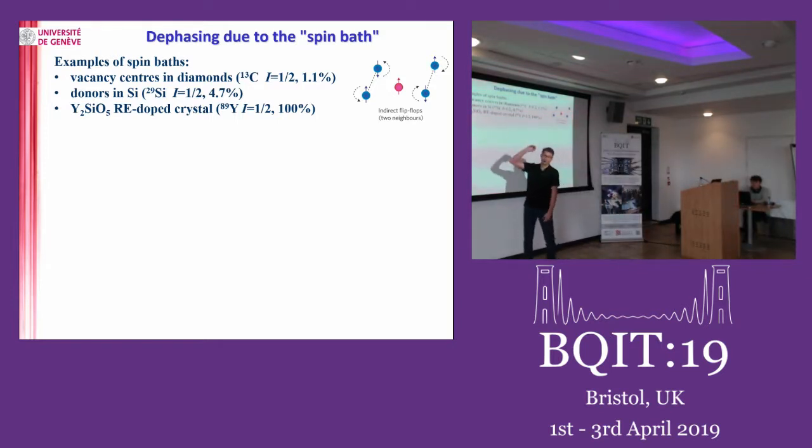Yttrium orthosilicate is the best crystal we have in our community because it has the lowest nuclear spin bath. This is why we all use that. Actually, it has nothing else that is nice. It has a lot of problems, but this is why we use it. It has the lowest nuclear spin bath, and that's due to the fact that only yttrium has a nuclear spin at 100%, but it's a very weak nuclear spin. It has a gyromagnetic ratio of 0.1, something like that, so it's very weak.